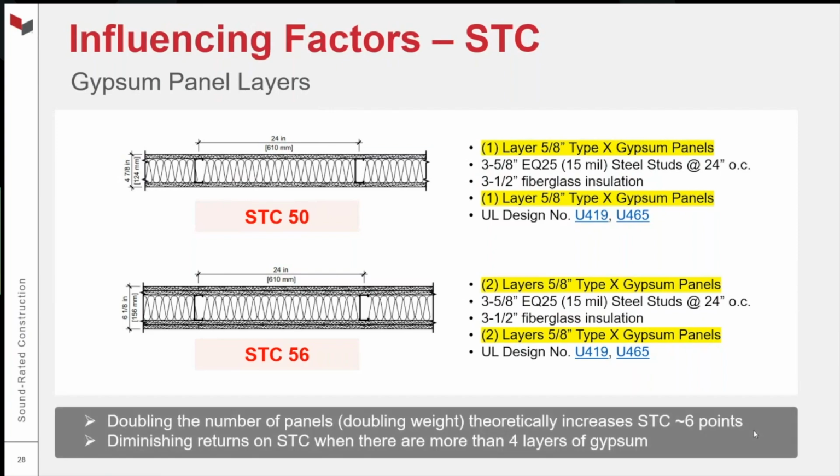There's this thing in sound transmission called mass law. So theoretically, doubling the weight or the mass of a partition should increase transmission loss by 6 dB, which should roughly equate to about a 6 STC point increase. We see that here. It's not always true, but it's a good rough rule of thumb. And there are diminishing returns. As you add more and more panel layers, the improvement in STC is going to be smaller and smaller.